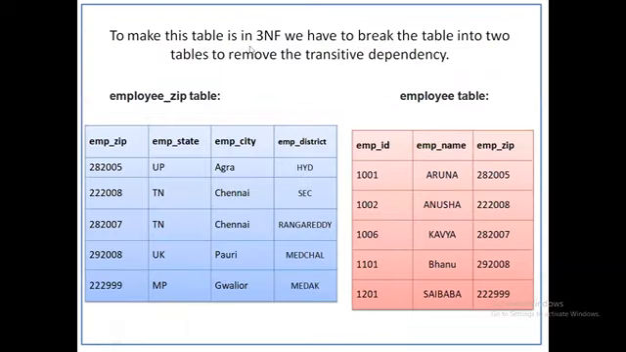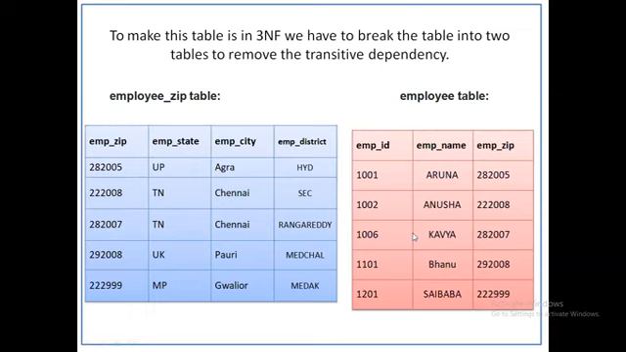To make this table be in 3NF, we have to break the table into two tables to remove the transitive dependency. So here I have two tables: the employee zip table and the employee table. Employee zip, employee state, employee city, and employee district are in the first table. Employee ID, employee name, and employee zip are in the second table.